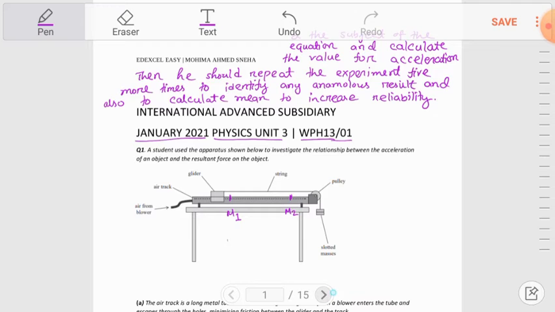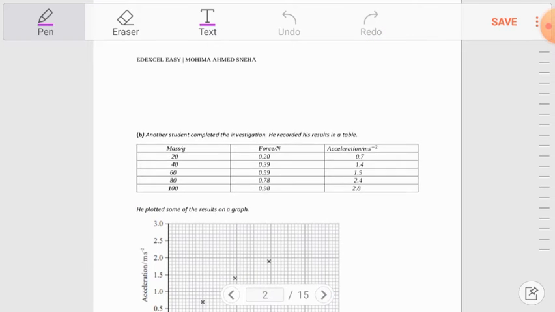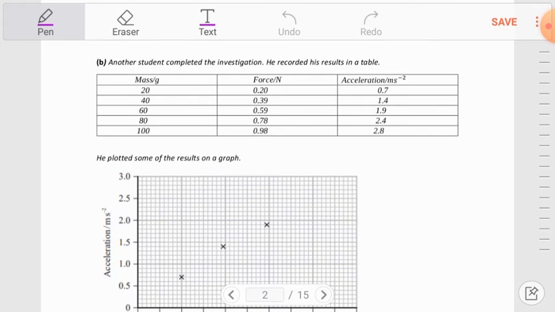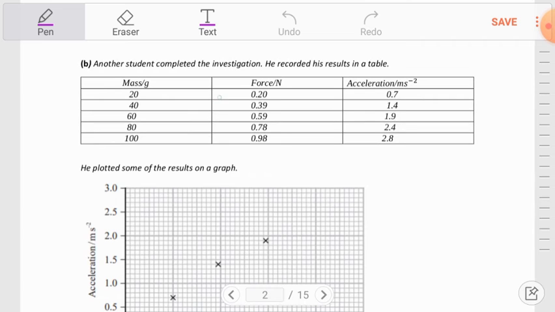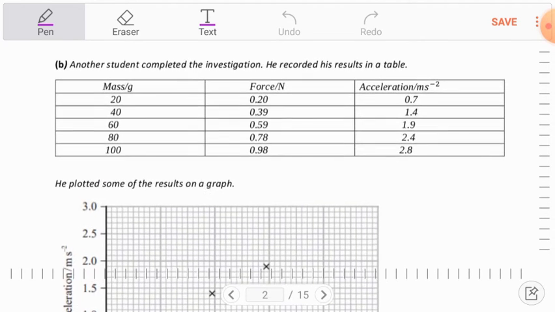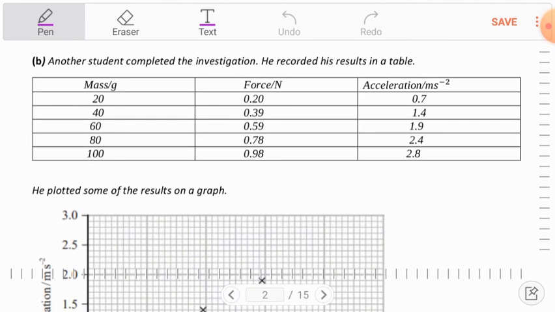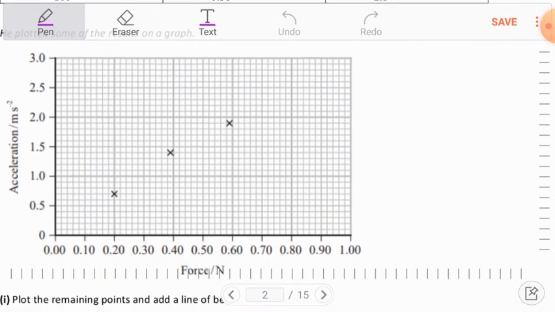Question B. Here is a graph given that another student completed the investigation. He recorded his results in a table. So there is a table of 3 columns, one of mass, the other of force, and the last of acceleration. He plotted some of the results on the graph. So some of the results are plotted.